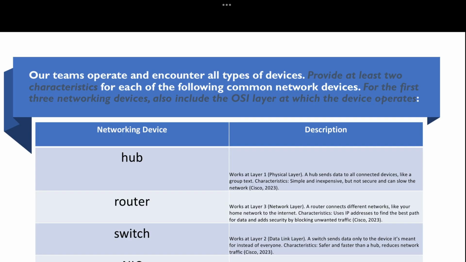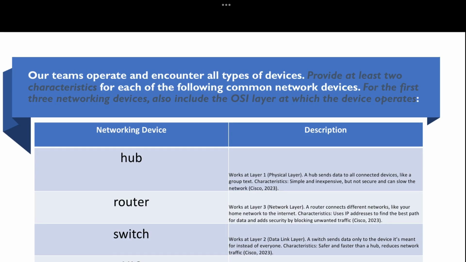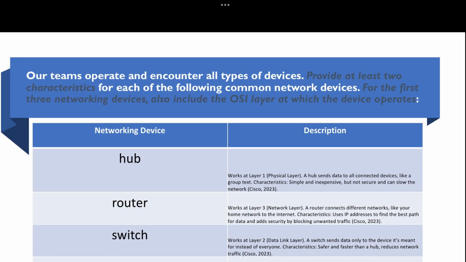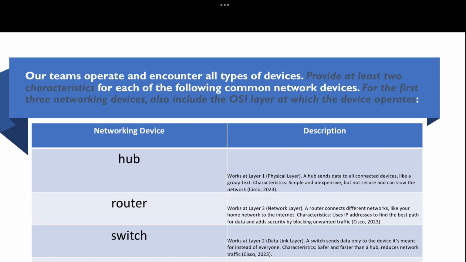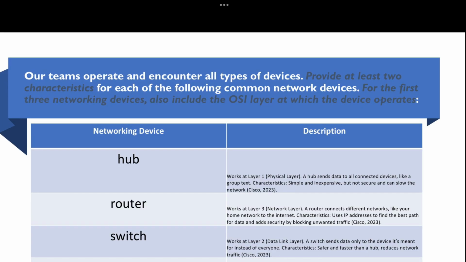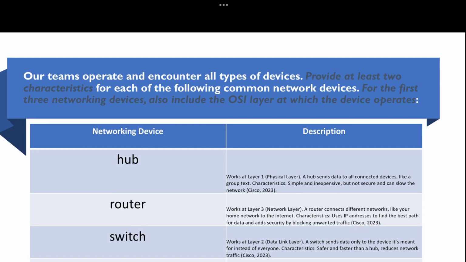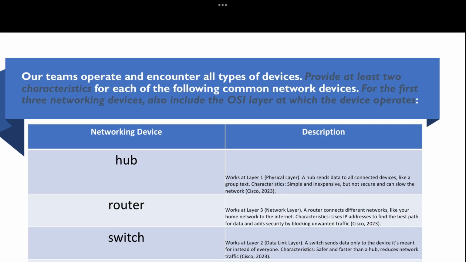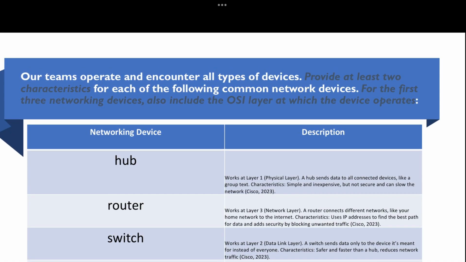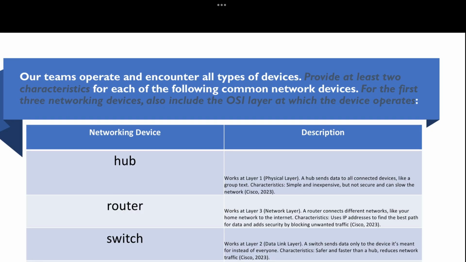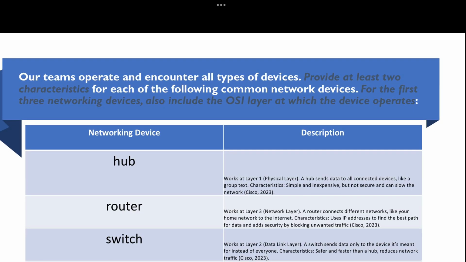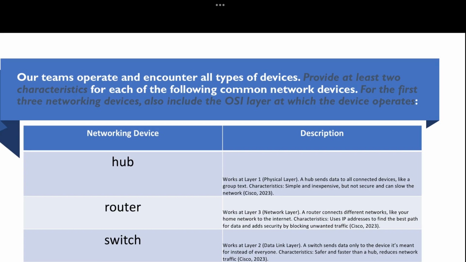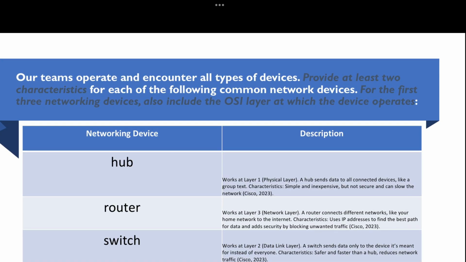Switch, layer 2, sends data only to the intended device. It's more secure and faster than hubs. Router, layer 3, connects different networks and forwards data between them. NIC, hardware inside a computer that connects it to a network, wired or wireless. Each device has a specific job. Switches and routers are smarter than hubs, and NICs are essential for any device to communicate on a network.